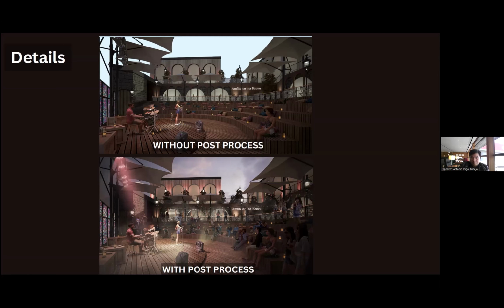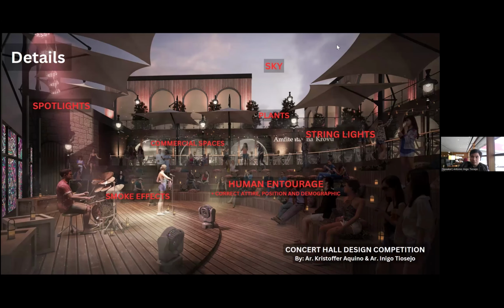So let's break down that image and see what are these details that we can add in post process. Let's start with the sky. As demonstrated by Sir Chris earlier, the sky alone already sets the entire mood. So usually I do my renders on pa sunset, and that's because it has a combination of daylight and a combination of the artificial lights.